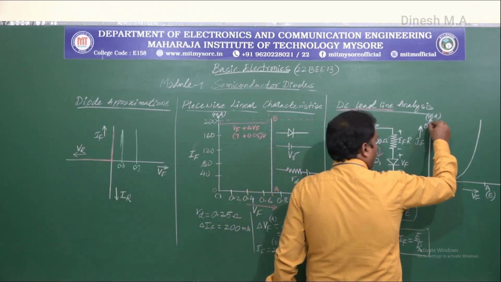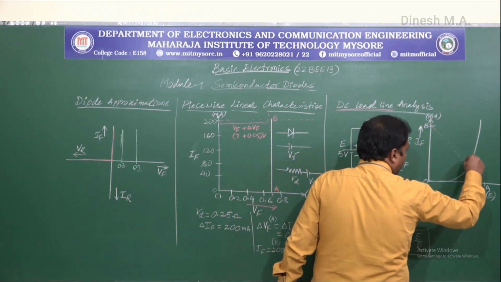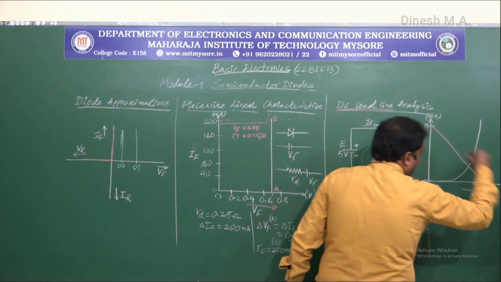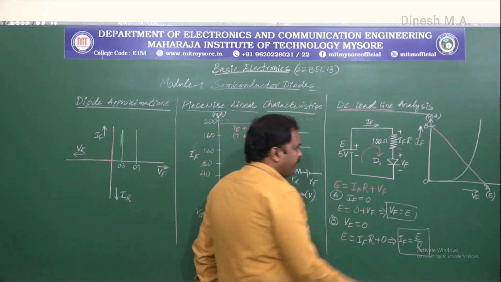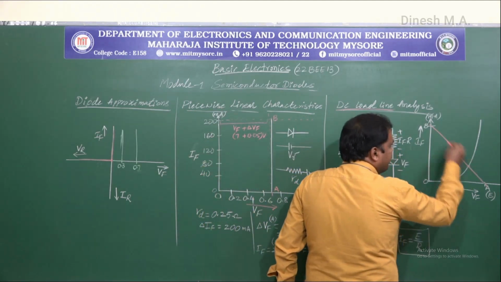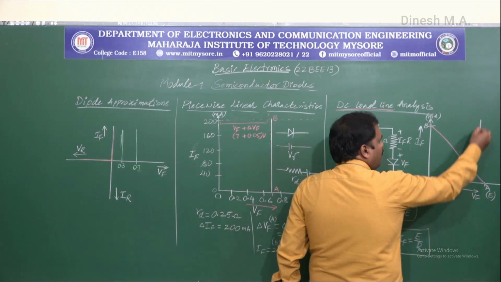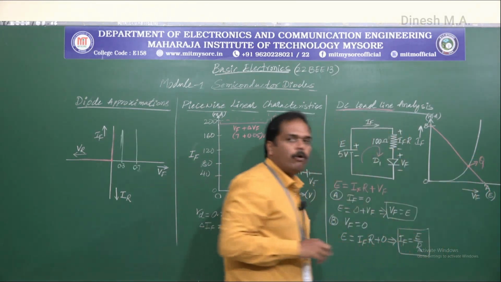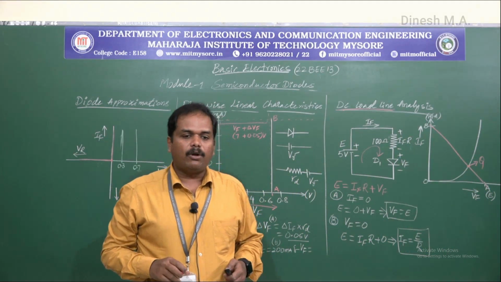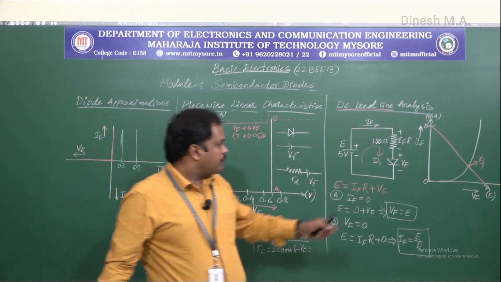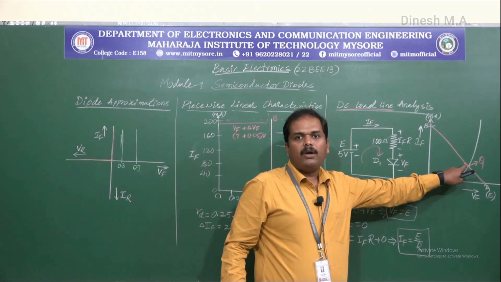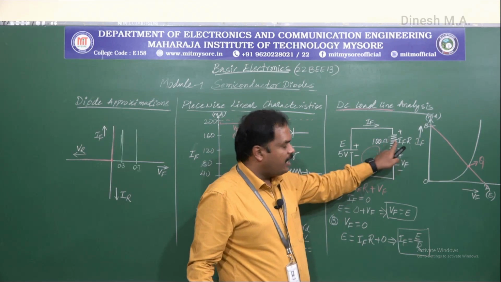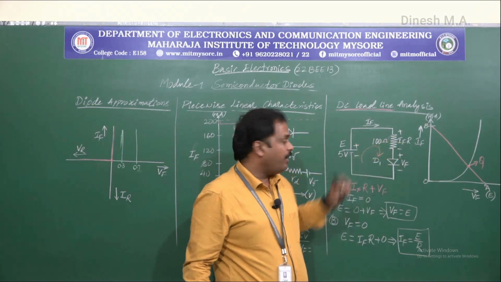Now when we join these 2 points, points A and B, there is a point where the DC load line intersects the forward characteristics, and this point we'll call the Q point or quiescent point. So this is the DC point or the DC values for this particular circuit for the given supply voltage and the resistance. So how to read this?